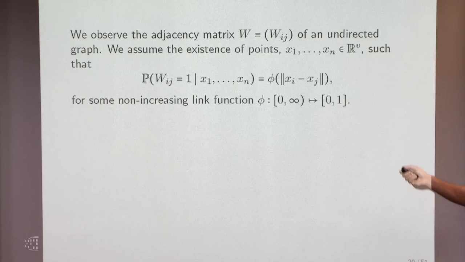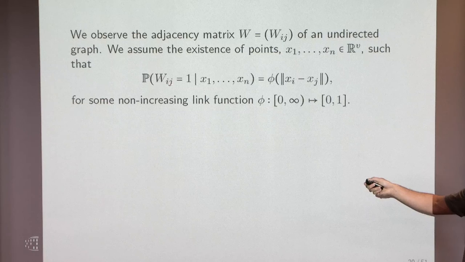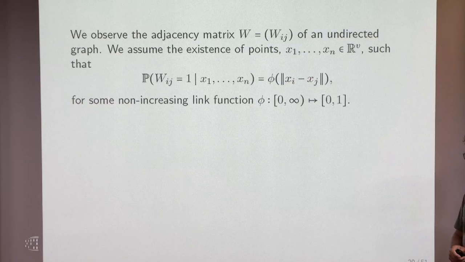We presuppose the existence of a configuration of points in some Euclidean space. I changed the dimension to be V here for some reason. Now the probability that you see an edge between i and j is a function of the distance between xi and xj. The x's are unknown. We only have the adjacency matrix, no weights. In fact, we also assume that the link function is unknown. But the goal is the same. We still want to estimate the Euclidean distances between the underlying points, and they're sometimes called latent positions.